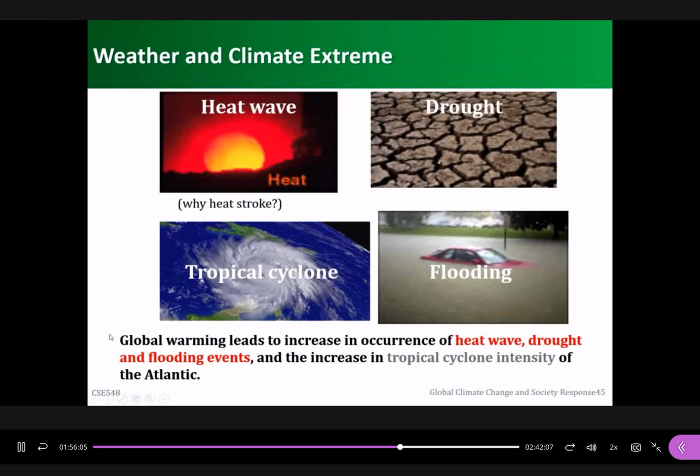Regarding global warming, even if there's no climate change, there will also be some extreme weather events. But the temperature increase will increase the frequency of extreme weather events. It means there will be more tropical cyclones, longer heat waves, or more severe heat waves.